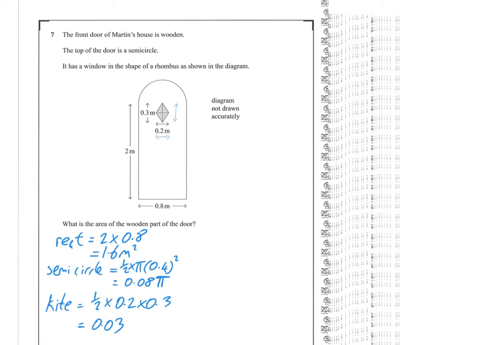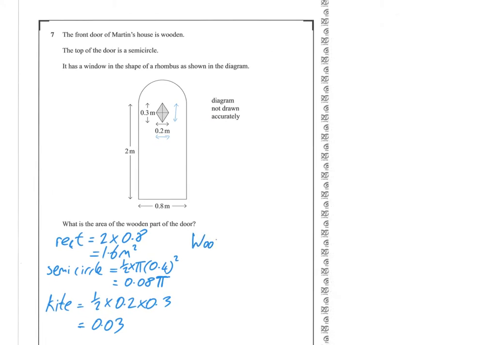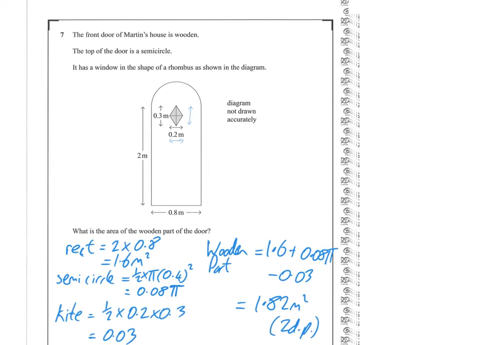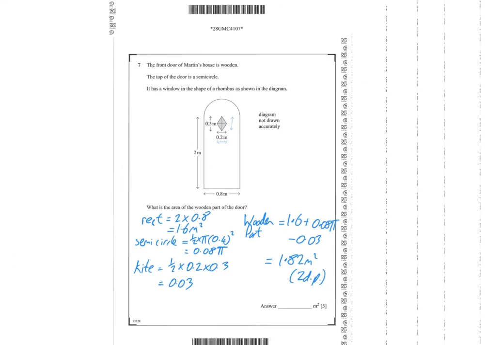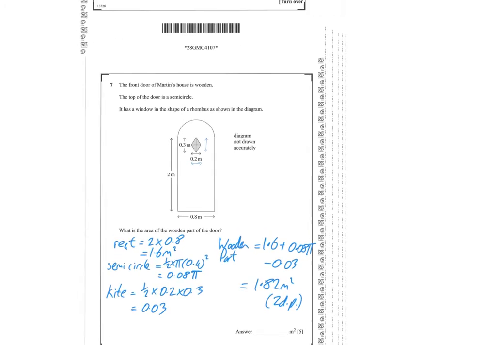So the wooden part then is the rectangle, 1.6 plus your 0.8, and that was multiplying our pi, remember, and then you're taking away the 0.03, and when I did that out, I got 1.82 meters squared, and that was to 2 decimal places. So again, just go through that. I found the area of the rectangle, area of the semicircle, and then you take off the area of the rhombus, which I've treated as a kite.